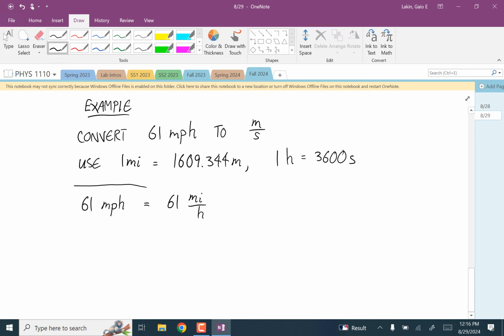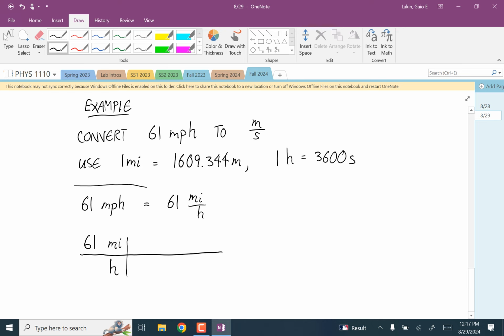Okay, so I'm going to start by being clear about what's in the numerator and what's in the denominator. So we got 61 miles divided by hours. And I'm going to first multiply this by a conversion factor that goes from miles to meters. And then second, I'm going to multiply it by a conversion factor that goes from hours to seconds. And you can just do that all in the same line.